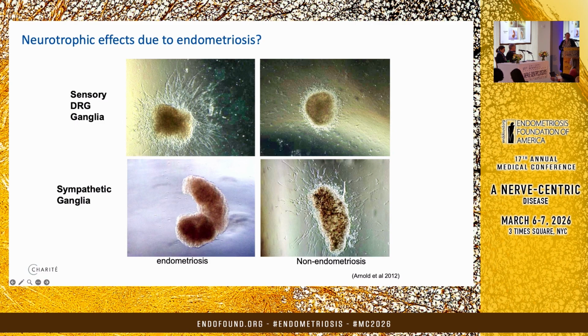We also used sympathetic ganglia, and here it's the contrary. We have no induction of sympathetic outgrowth due to the peritoneal fluid from patients with endometriosis, but the healthy peritoneal fluid induces the outgrowth of these sympathetic nerve fibers. So we were able to confirm our findings from the immunohistochemistry also in this in vitro model.